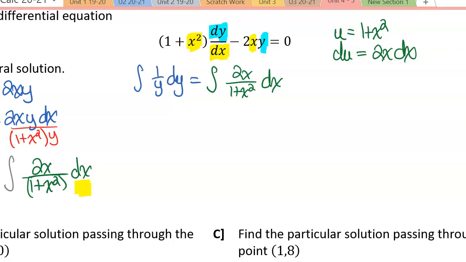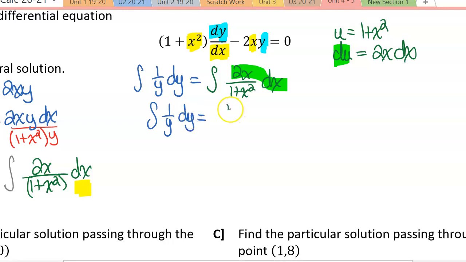So now I can see 2x dx, which is going to be my du. And I'm going to be left with 1 over u, sorry. So the integral of 1 over y dy equals the integral of 1 over u du. Now I just have to go ahead and integrate these.